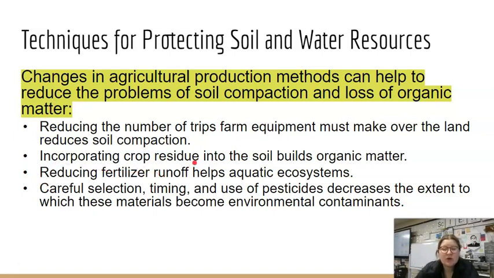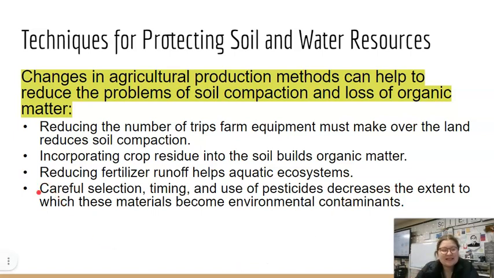Incorporating crop residue into the soil builds organic matter. So instead of ripping out all of the old plants, leave them there to have some organic matter mixed in. It also helps reduce fertilizer runoff, which helps aquatic ecosystems. If we don't have the soil drying out, if we can keep that crop residue on top, it means that more of those nutrients from the fertilizer are going to be absorbed into the soil instead of running off into the ecosystems. This means we also need our soil to not be compacted, because that would fill the space that this fertilizer and water would be able to get into.